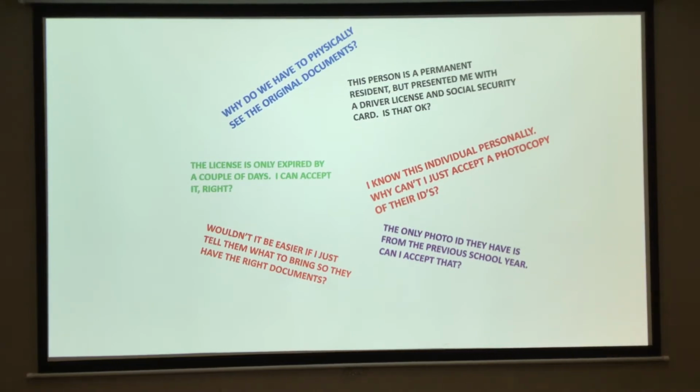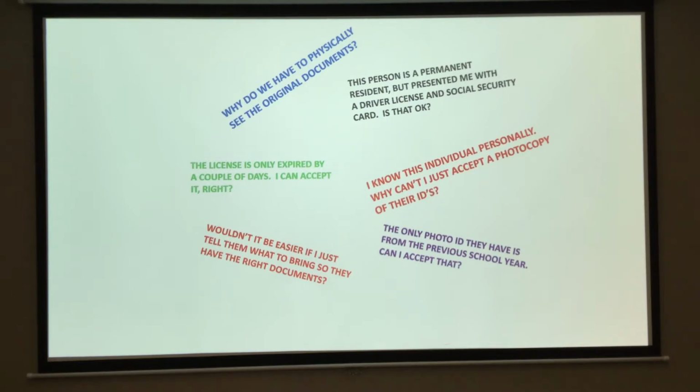Another question might be, the only photo ID they have is a school ID, and it's from a previous school year. So for example, the current school year is 2019-2020. If the document was from that, it'd be valid. However, if they only present to you a photo ID from school year 2018-2019, then that one needs to be considered expired.